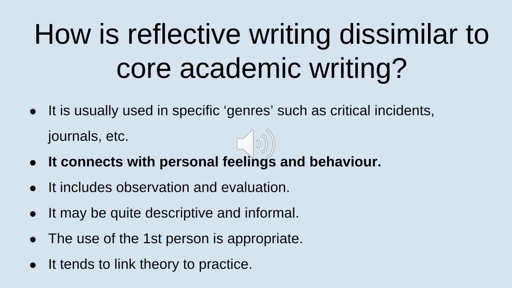You may be asking yourself, how is reflective writing dissimilar to core academic writing that you have already undertaken in your undergraduate degree? Reflective writing is usually used in specific genres, such as critical incidents or journals, and crucially, it connects personal feelings and behaviour. It includes observation and evaluation. It may be quite descriptive and informal, depending on what you're being asked to do. And the use of the first person is appropriate. It also tends to link theory to practice.